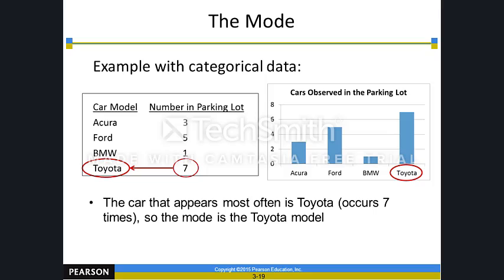Also, we can express it in the form of a graph or a chart. And you see that in this case, for the cars in a parking lot, we have 7 for Toyota, and that will be our mode.